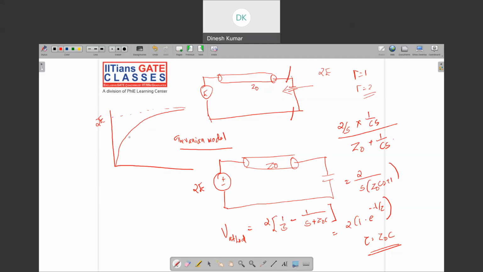I hope you understood, because these questions are very important for interviews. They will ask you to derive what the voltage across this particular capacitor will be if you put a CRO here during a surge or transient condition. So you can derive this.